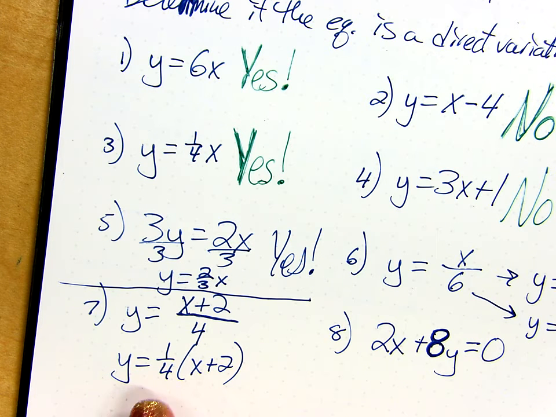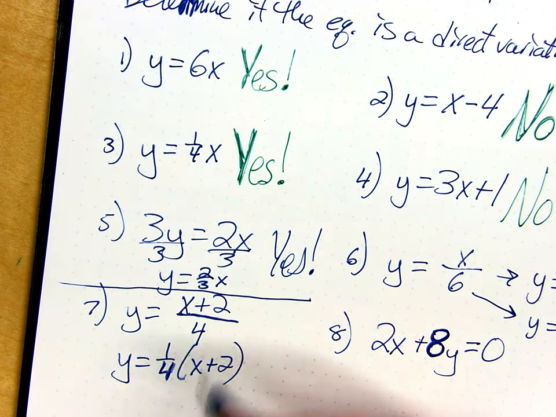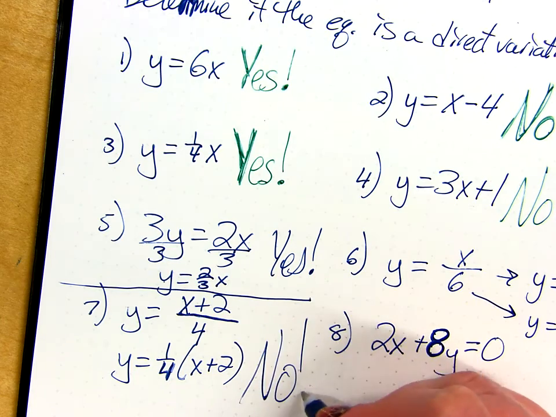So this is a no. So y equals, I do have some number, but I don't just have x. I have x plus 2. So that's going to be a no.